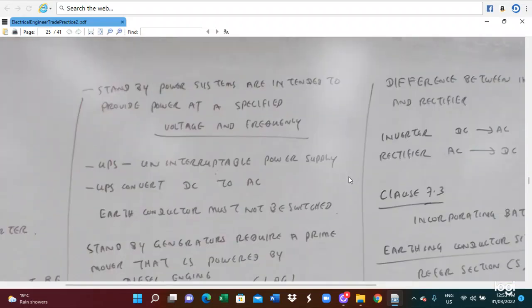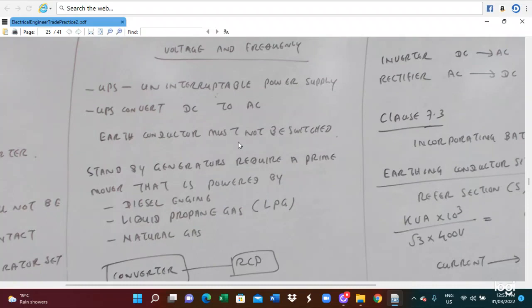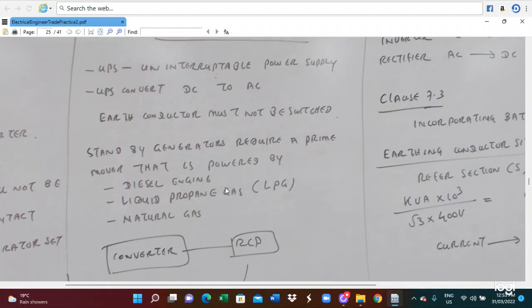So in this case, we also have to utilize the standby generator. Standby power systems are identified to provide power at the specified voltage and frequency. The standby generator must provide power at the appropriate voltage and frequency. The UPS is the uninterruptible power supply. The UPS converts DC to AC. Our converter must not be switched. The standby generator requires a prime mover, which is powered by a diesel engine, LPG gas or natural gas.